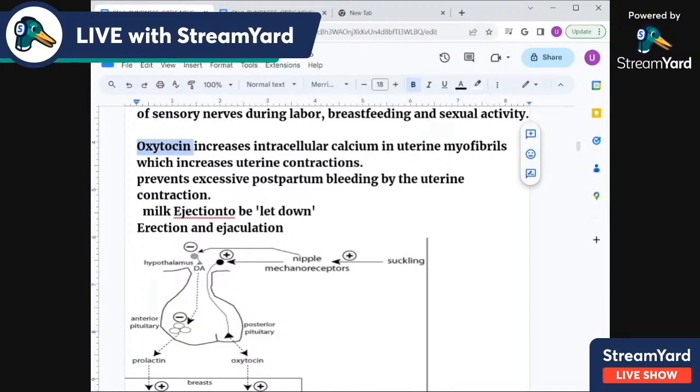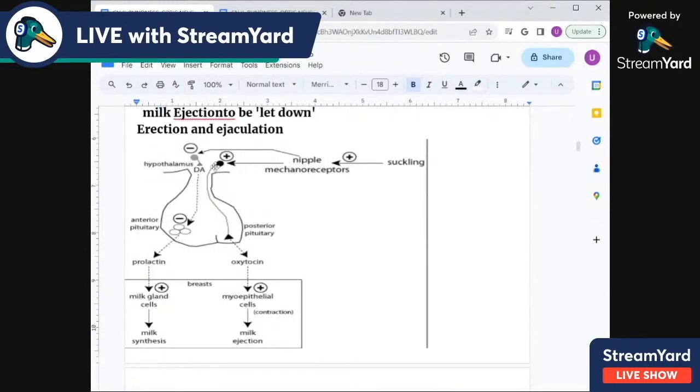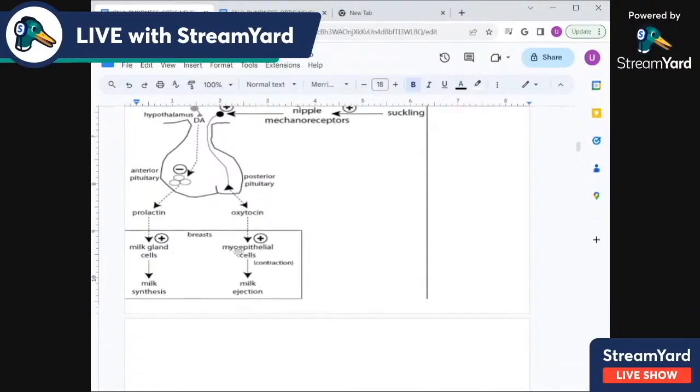And also after the labor, it prevents bleeding. It's also involved in milk ejection at the time of lactation. And how does it do the milk ejection? When the baby suckles the nipples, it stimulates the mechanoreceptors. These mechanoreceptors stimulate the production of oxytocin from the pituitary. And that oxytocin acts on the myoepithelial cells of the breast, causing contraction and milk ejection.